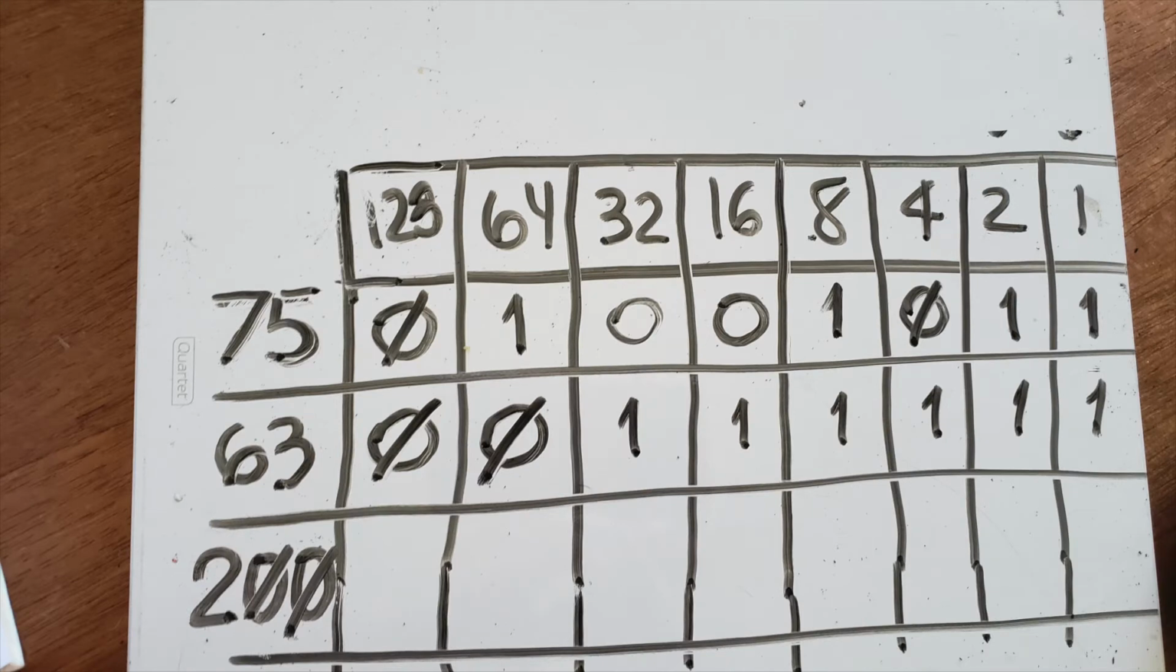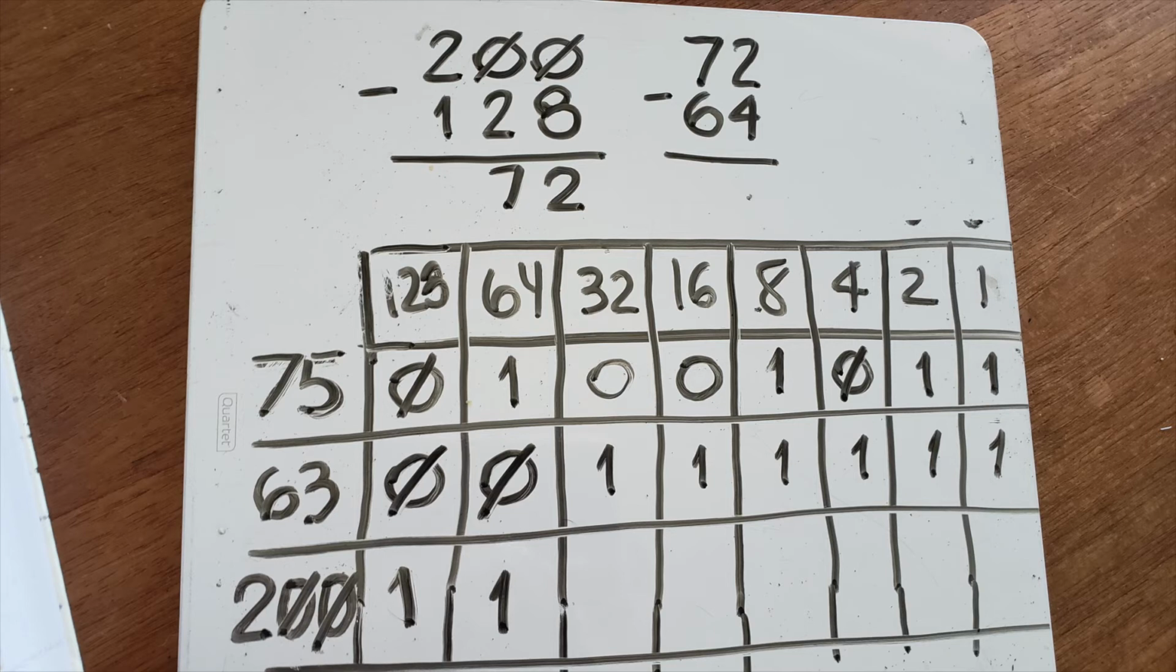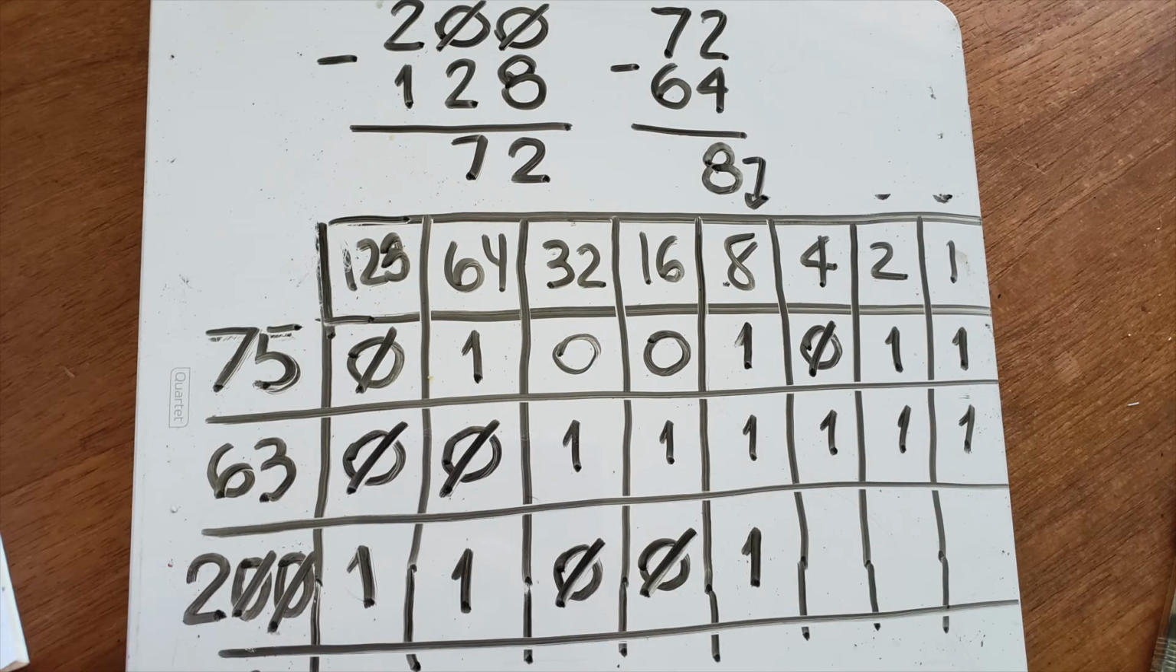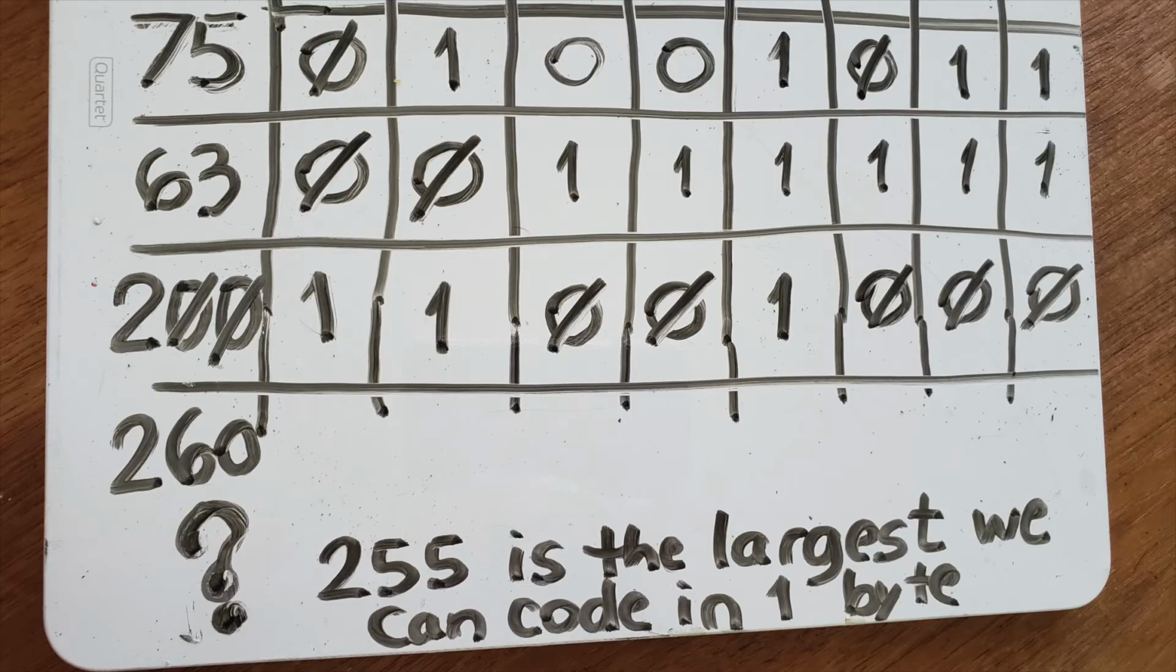200 is a little bit more complicated, so we know that 128 fits in. We turn it on and we find out how much more we need to code, and that's going to be 72. So since 64 fits into 72, we turn it on and we find out how much more we need to code after that, and it's going to be 8 because 8 plus 4 is 12, so it adds up. So we turn off the 32 because it's too large. We turn off the 16 because it's too large to code 8. We find the 8 column, we turn that one on, and we're done. So everything afterwards will be zeros.